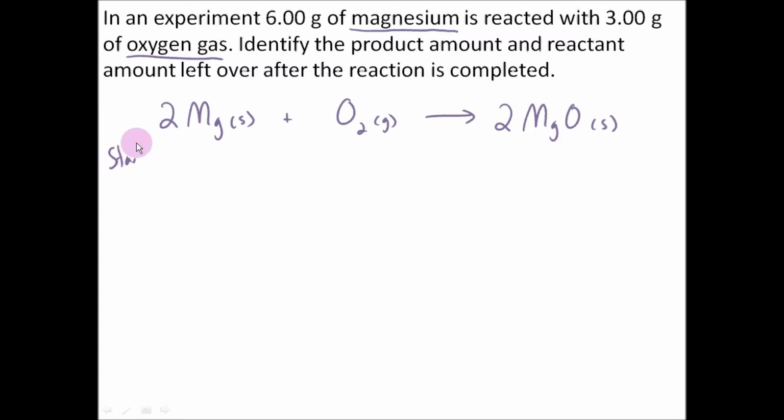Alright, so let's have a table here so we can realize what we're starting with. We're starting with 6 grams of magnesium and 3 grams of oxygen, and we're going to start with no product. We want to know how much product can be produced, and in order to determine that, we need to figure out which of these reactants is going to limit our reaction, or which of these reactants is going to run out first. And in order to do that, we have to do some calculations.